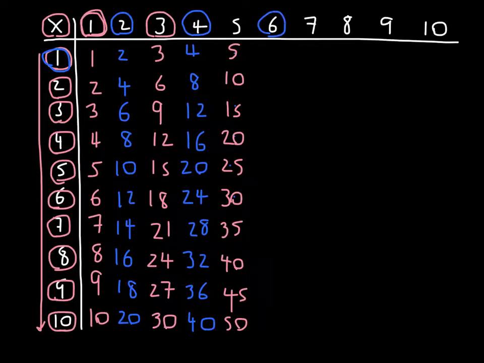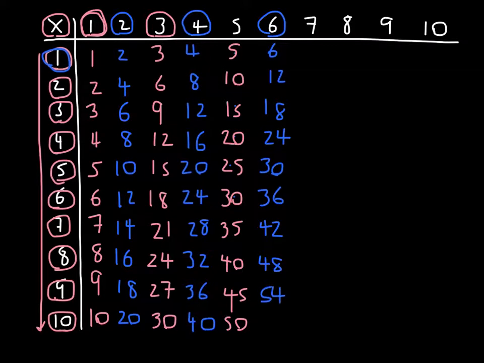1 times 6 is 6. 2 times 6 is 12. 3 times 6 is 18. 4 times 6 is 24. 5 times 6 is 30. 6 times 6 is 36. 7 times 6 is 42. 8 times 6 is 48. 9 times 6 is 54. And 10 times 6 is 60.